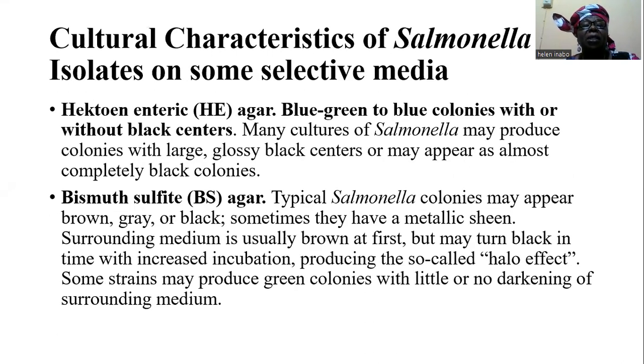Cultural characteristics of Salmonella isolates on some selective media. Looking at the Hektoen enteric agar, the colonies are blue-green to blue with or without black centers. On bismuth sulfite agar, typical Salmonella colonies may appear brown, gray, or black, sometimes with a metallic sheen. Some strains may produce green colonies with little or no darkening of the surrounding medium.